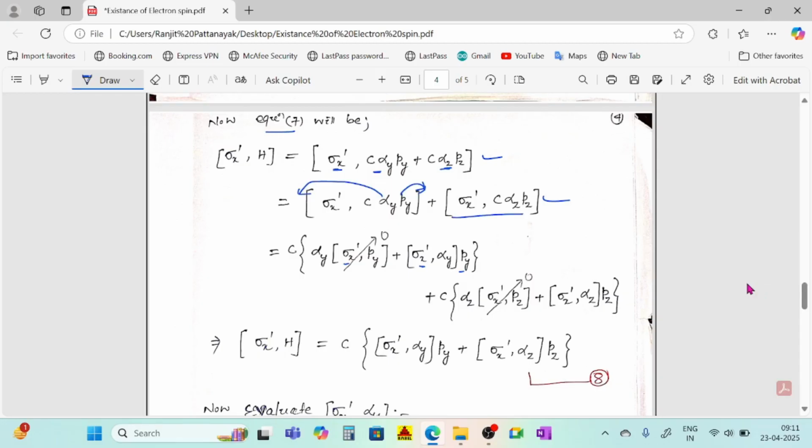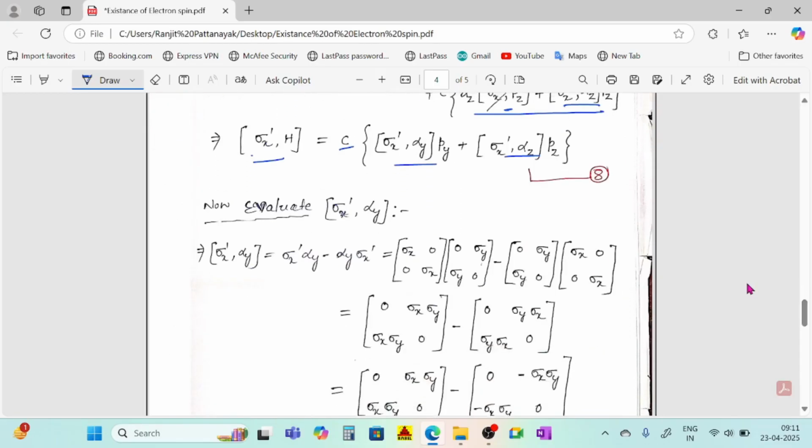Similarly, this can be written by the two terms. Here the commutation of sigma x dash with p_y will be equal to 0, and sigma x dash with p_z commutation also will be 0. So now we are going to find this value: sigma x dash, that implies the commutation of sigma x dash with H will be these two terms, with c the constant taken outside. Let this be your equation number 8. Now we have to evaluate this one.